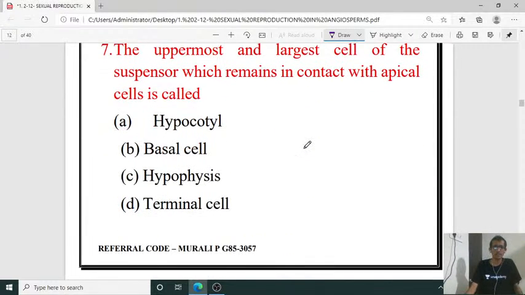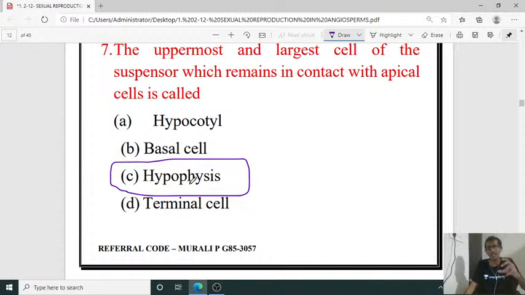Next, question number 7. The uppermost and largest cell of the suspensor which remains in contact with the apical cell is called what? The suspensor is the stock of cells important for pushing the embryo towards the endosperm region in the embryo sac. Now, the uppermost and largest cell of the suspensor which remains in contact with the apical cell is called hypophysis.